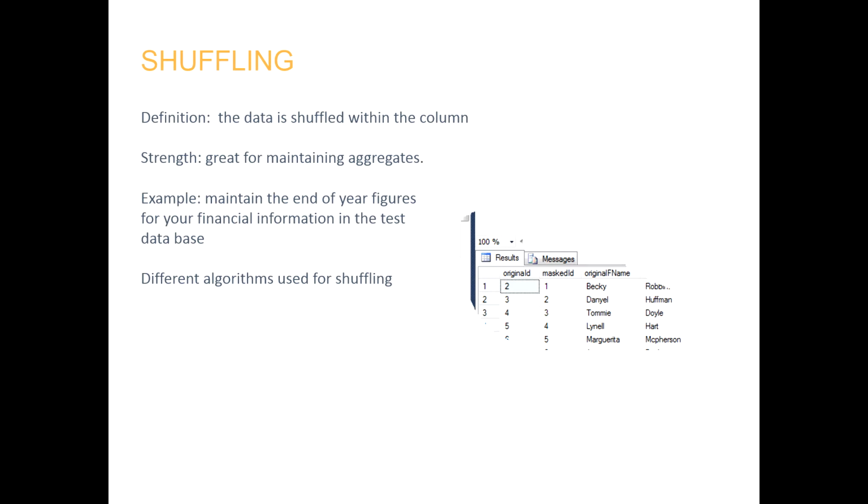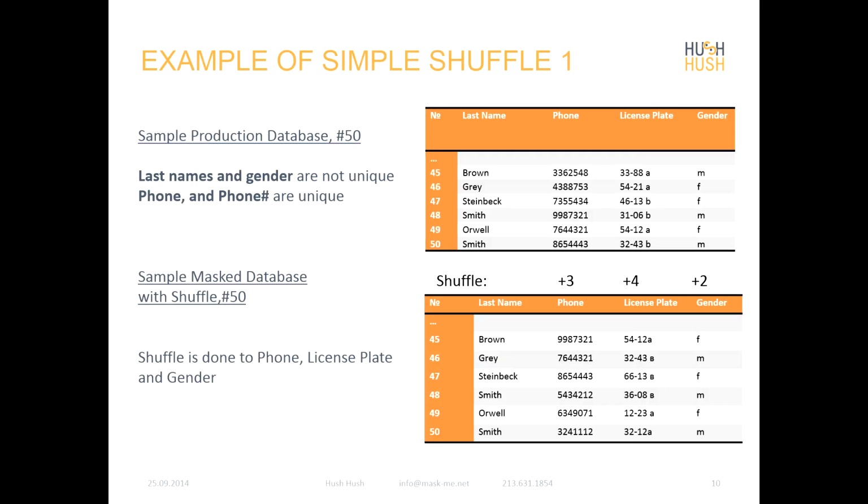This algorithm is great for maintaining aggregates. An example application is when you need to maintain the end-of-year sales figure. Different algorithms are used for shuffling. The simplest one is shifting records along with the same number. Let's consider an example.